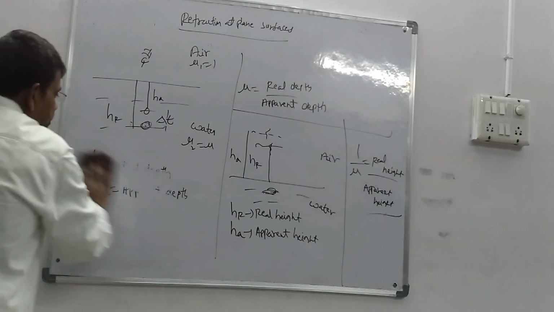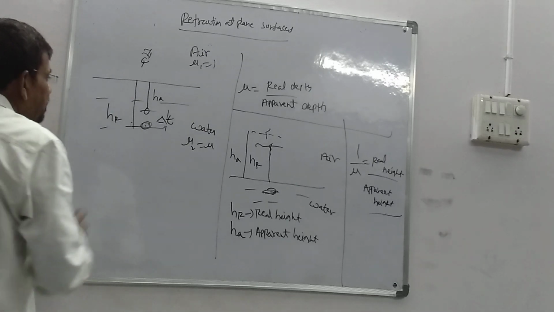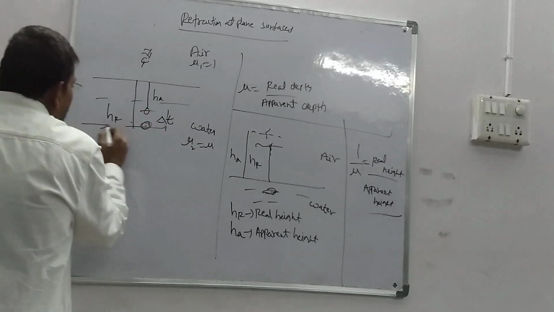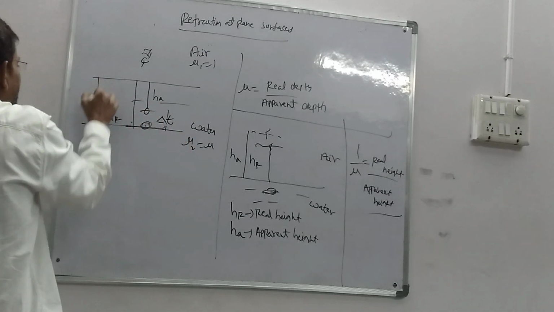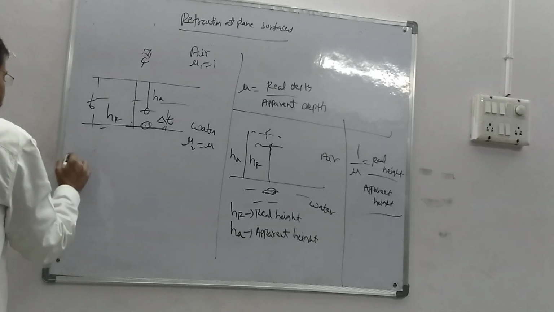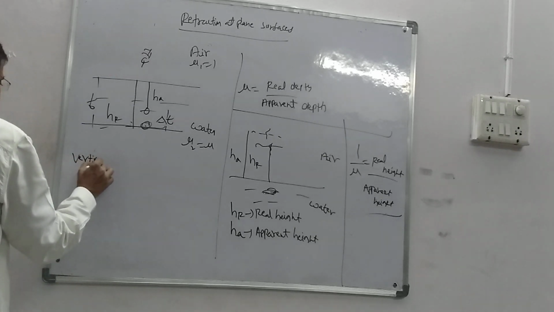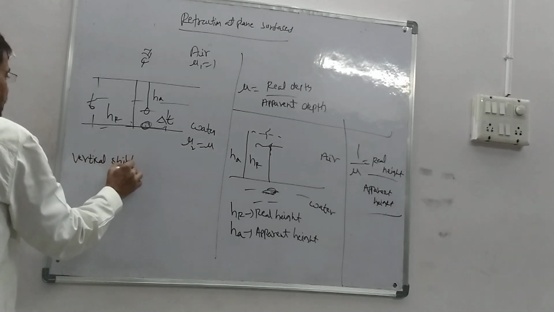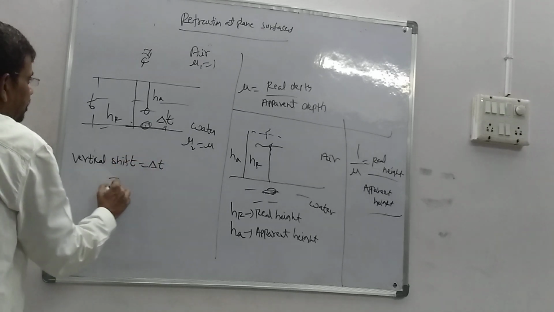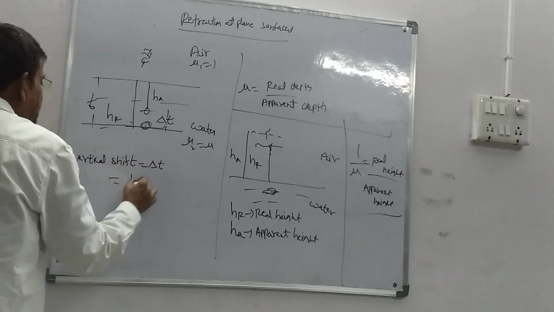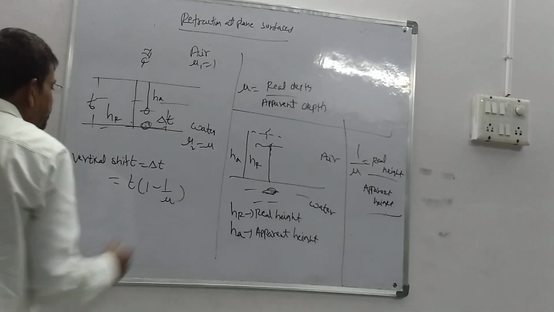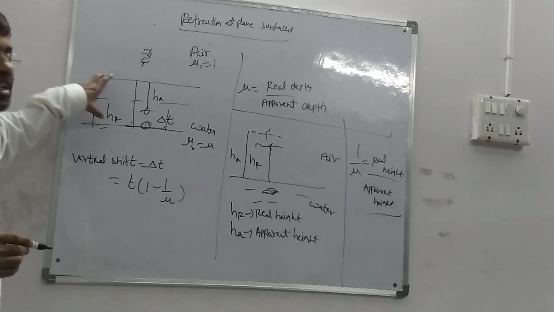So here, what is the delta D? Vertical shift. For example, this pitch, I am taking T. So, vertical shift. The delta D equals T into 1 minus 1 by mu. This formula you remember.